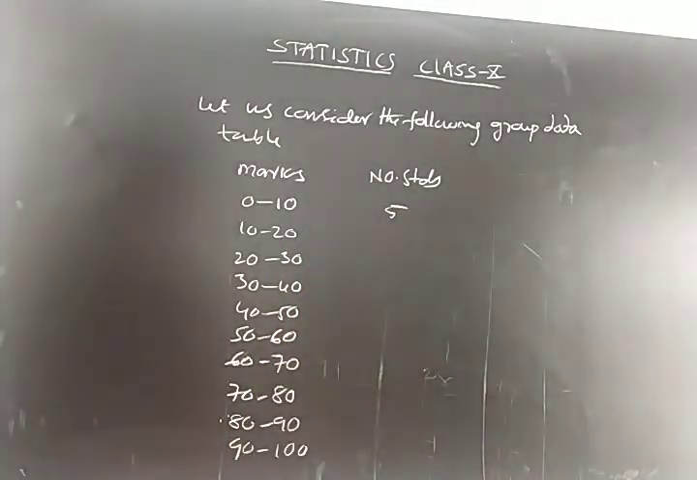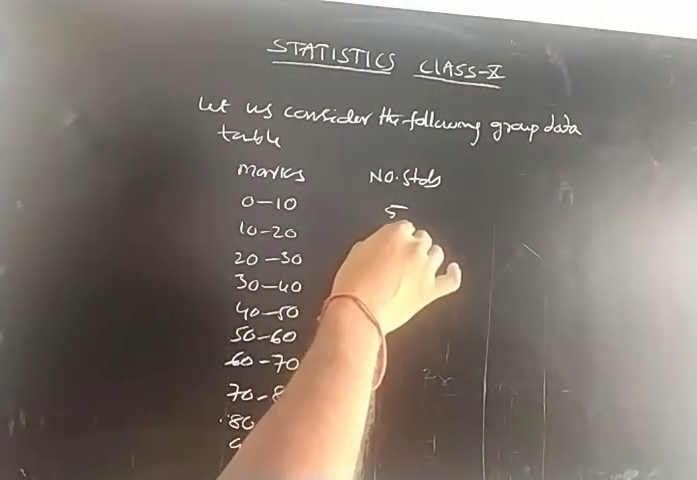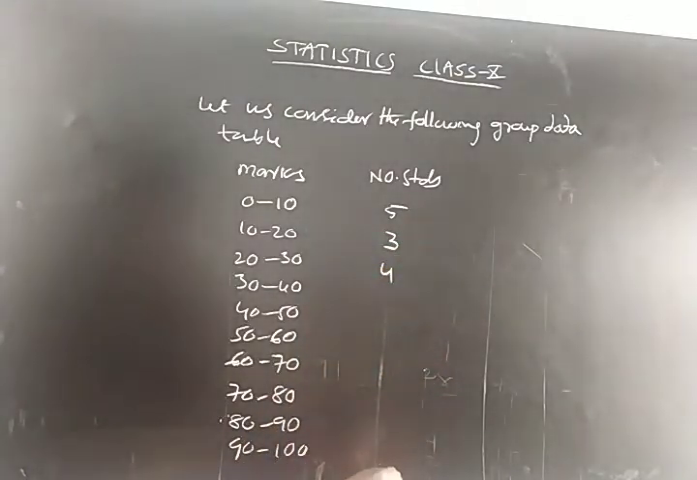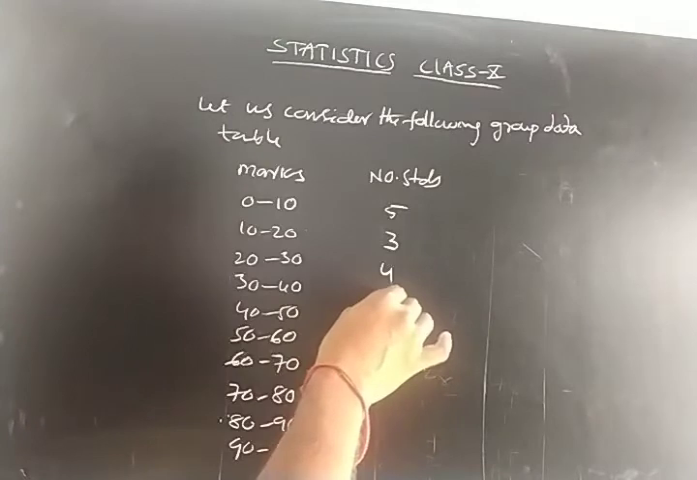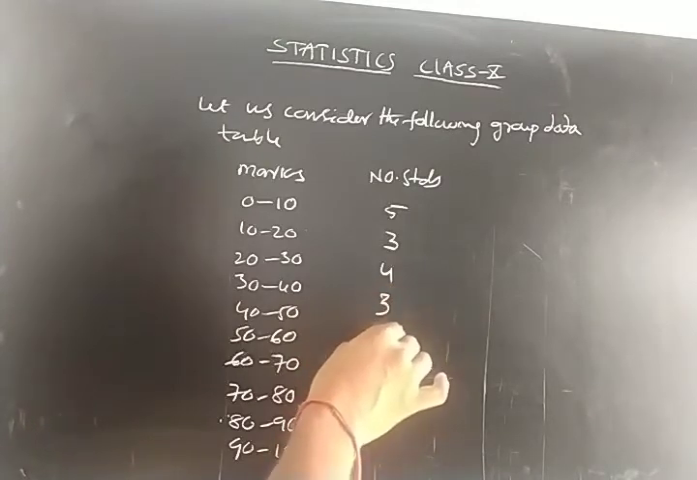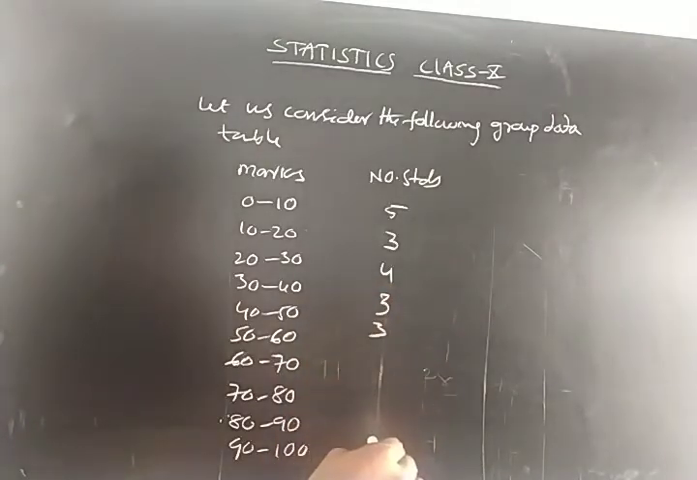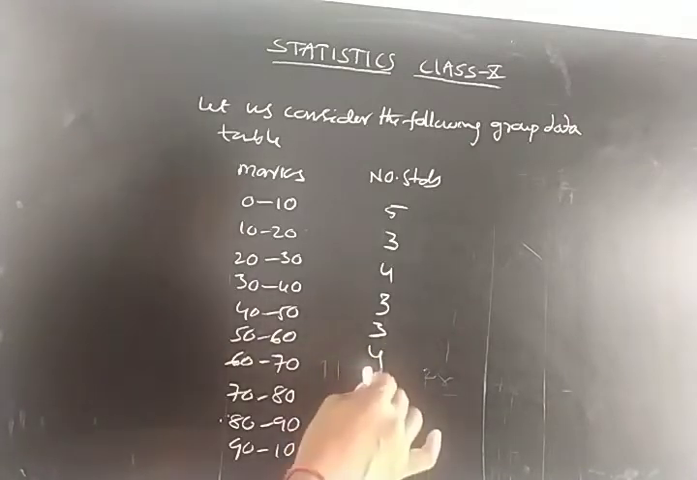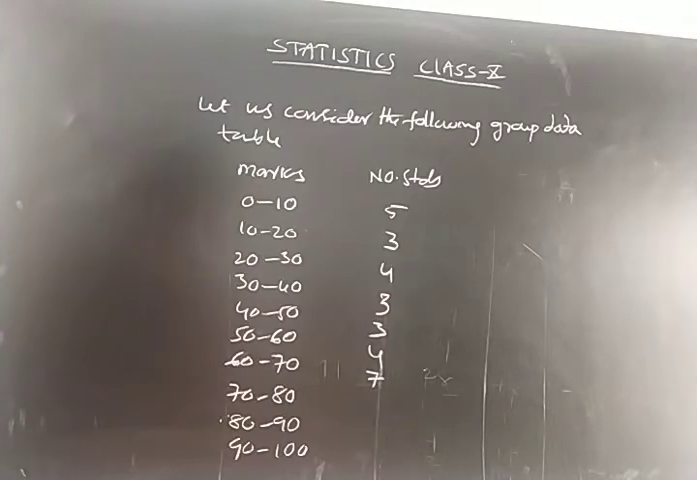5 students. 10 to 20, number of students 3. 20 to 30, 4 students got the marks. 30 to 40, 3 students. 40 to 50, again 3 students. 50 to 60, 4 students. 60 to 70, 7 students. 70 to 80, 9 students. 80 to 90, 7 students. 90 to 100, 8 students. So this is the grouped data.